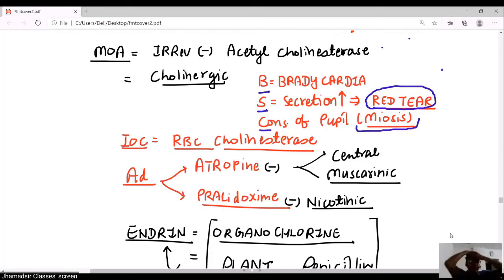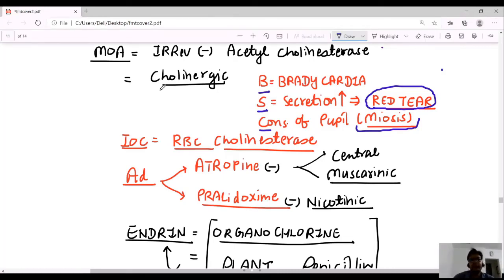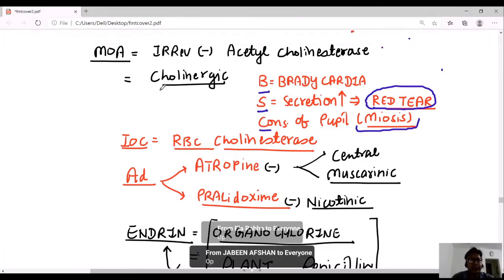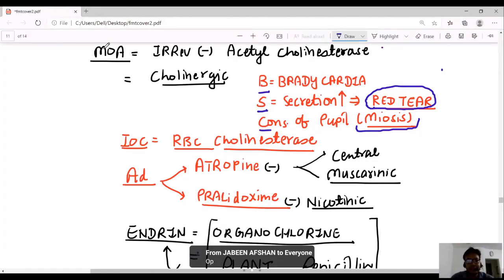Doctor, revise with me. Kerosene like smell is seen in which poison? Let me get your answer. Organophosphorus. Which organophosphorus has an alkyl group?